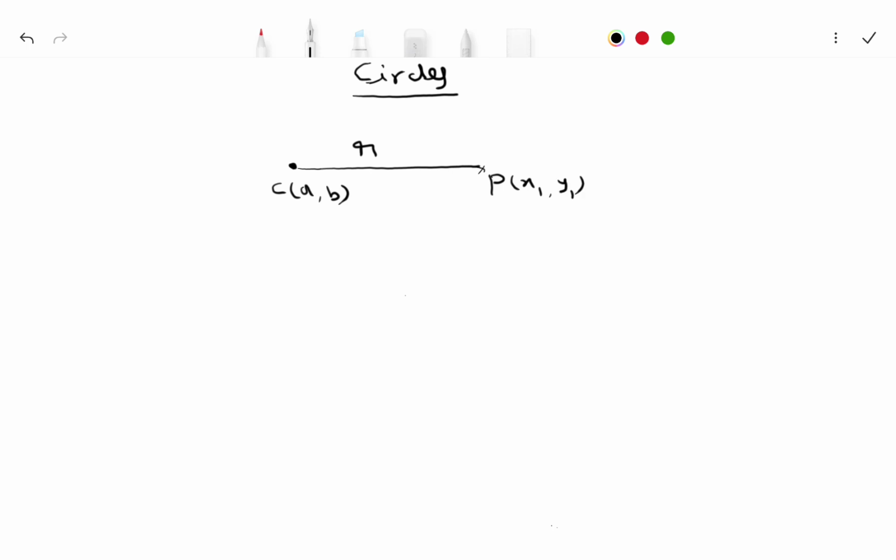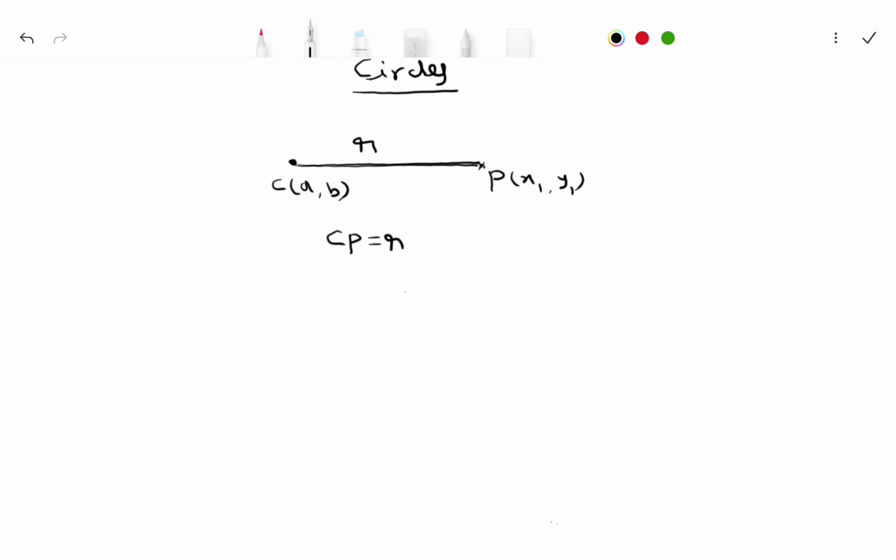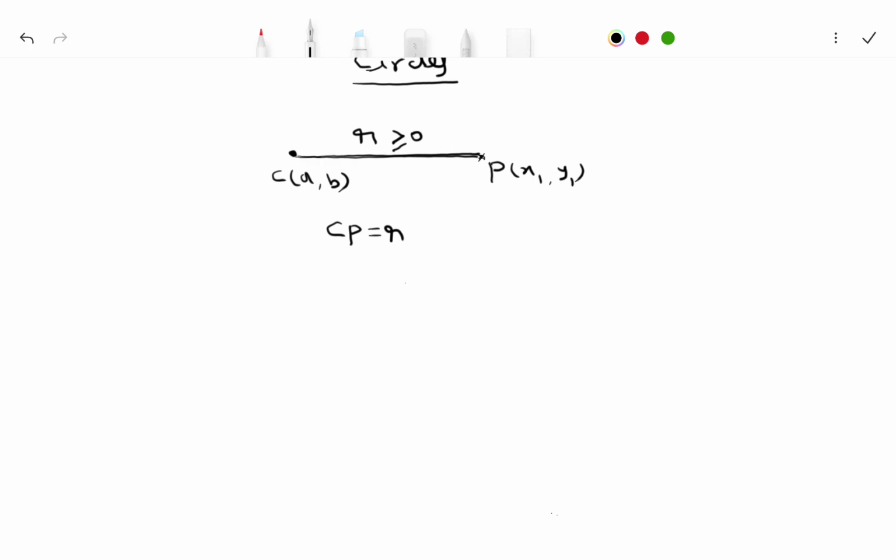So here the condition is CP equals r. r means the distance from a fixed point to a moving point. Distance is always positive or equal to 0. So here the given condition is CP equals r.